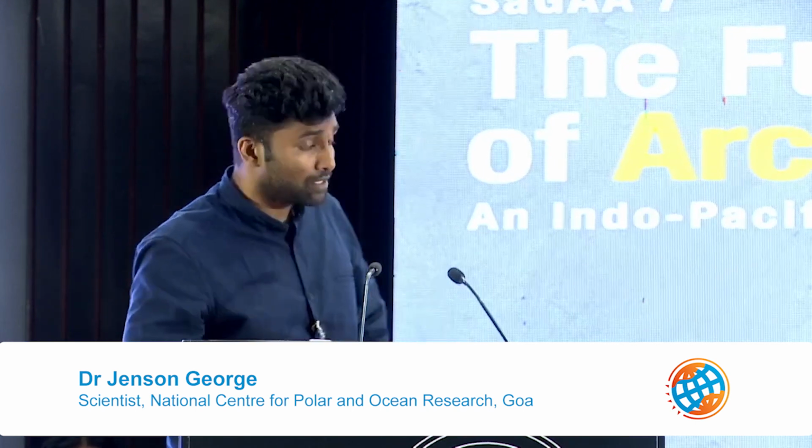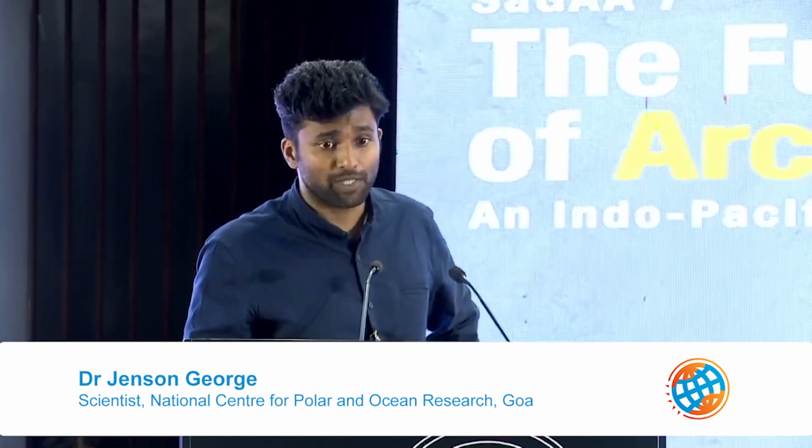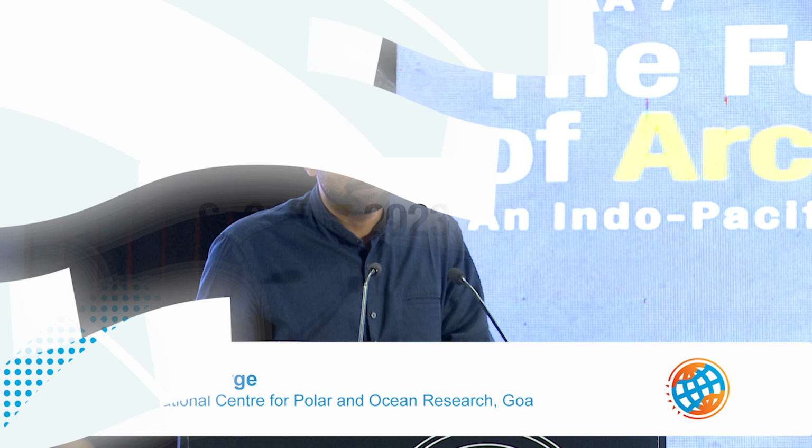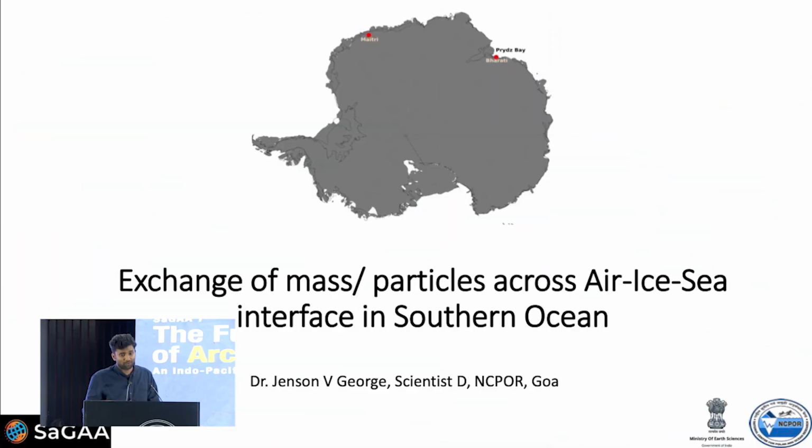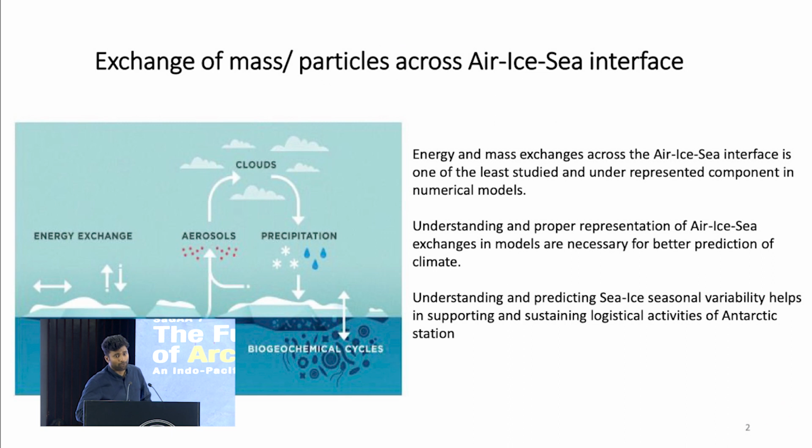Okay, here in the Southern Ocean, we mean the waters around Antarctica, and we will be focusing more on the Prithvi region, and we will talk about exchange of mass across the air-ice-sea interface. You can consider sea ice as an insulator, but if you go into details, you can see there are a lot of exchanges happening across the sea ice.